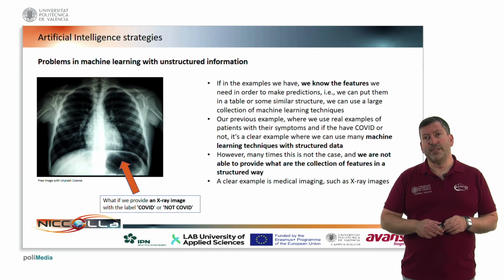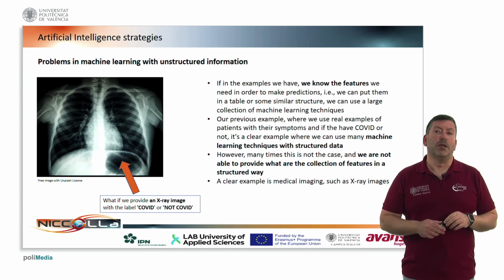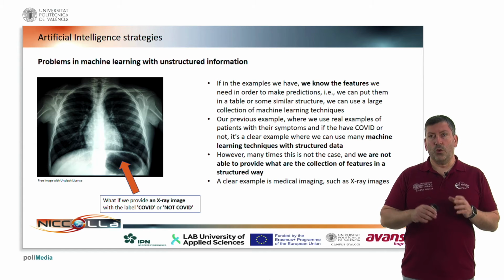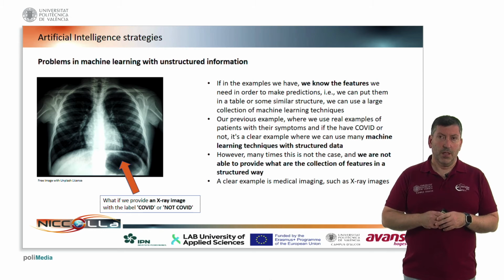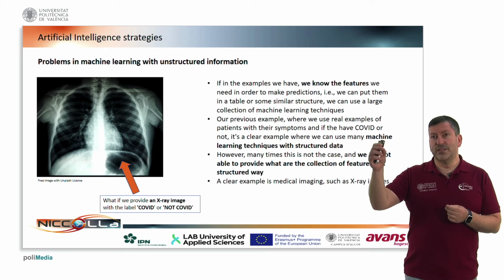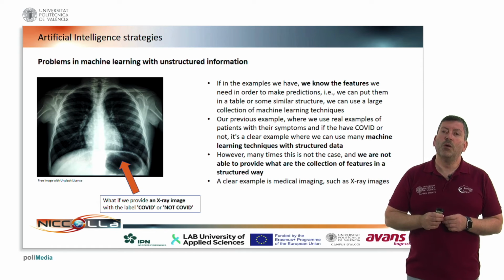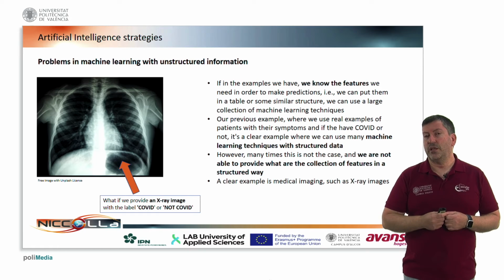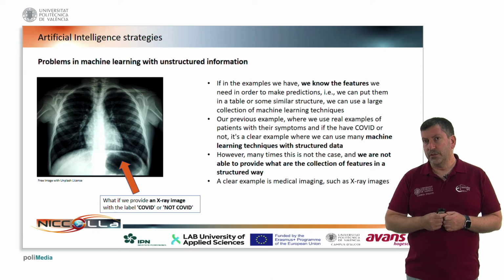So imagine that in this case, we have a large collection of images, okay? And this case is an X-ray image of the lungs. And we know if the patient has COVID or not. This is our input now. How can we get this rule? How can we get this model? How can we, in front of a new X-ray image, know if the patient has COVID or not?